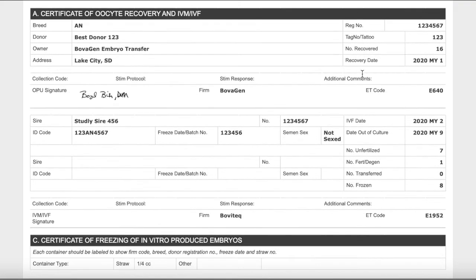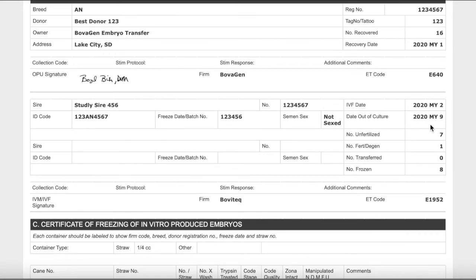The donor sire is the same. And then here you see a date. This is the day we would have collected the oocytes. And then here is the day that the IVF lab, May 2nd, that's the day they would have fertilized those oocytes, so the next morning. And then they would have been frozen on May 9th. So 7 days after they are fertilized, they are frozen. So that's how you know right there.